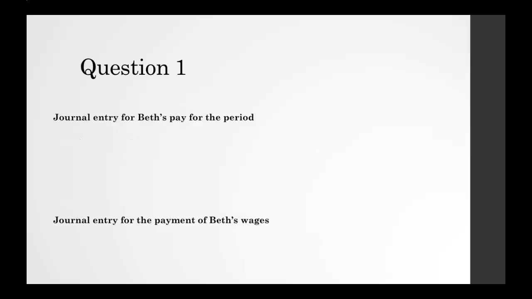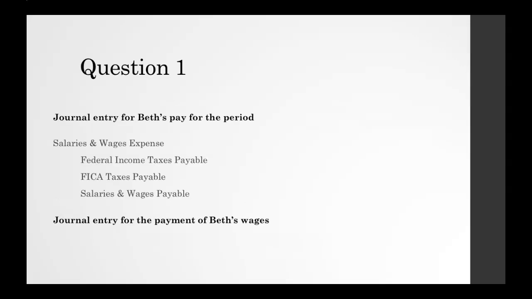So first, the journal entry for Beth's pay for the period. It's going to look like this. We debit the salaries and wages expense, and then we credit our deductions and salaries and wages payable. So our deductions, we know that our federal income tax, that was $95. We know that our FICA taxes, those were $58.14.